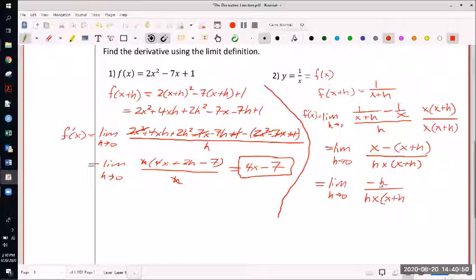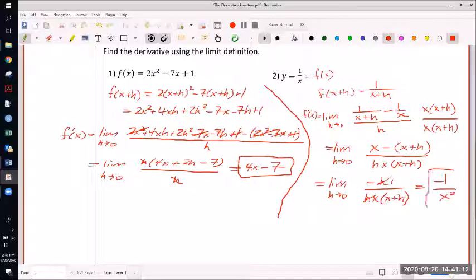Notice now the h cancels. This will leave me with a 1 here that cancels with that. And then I can go ahead and set the h equal to 0 in here and do a direct substitution because I won't have the 0 in the denominator. What I'll get is negative 1 over x times x, which is negative 1 over x squared.